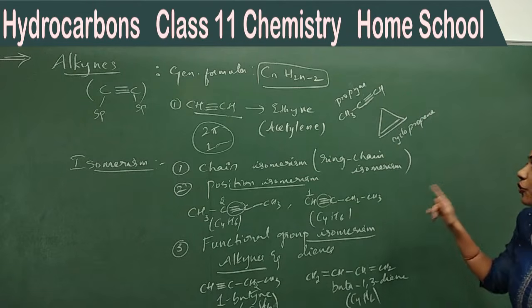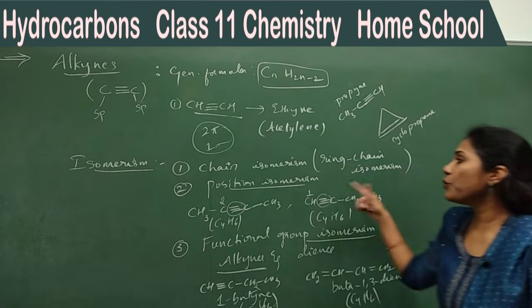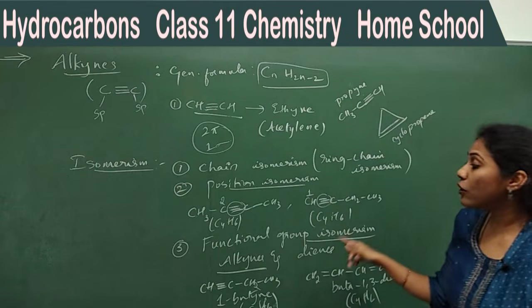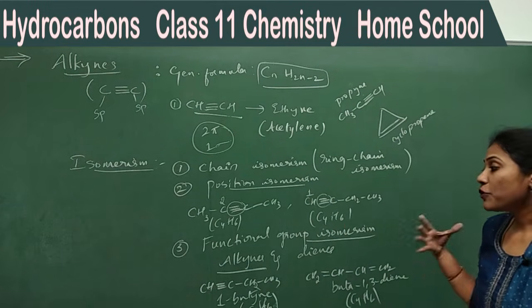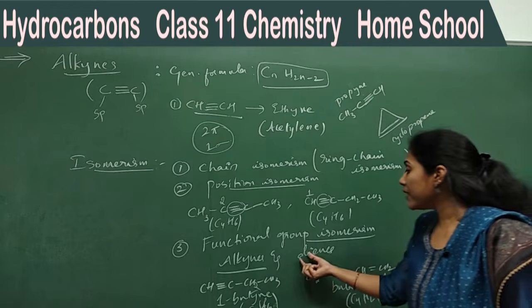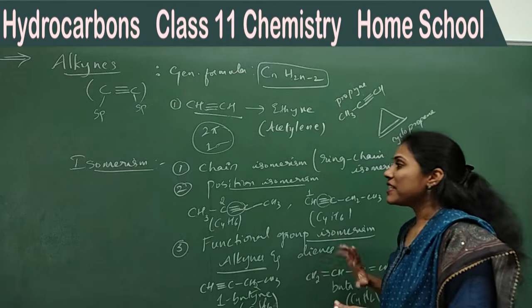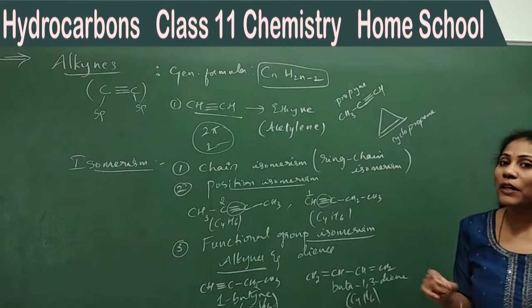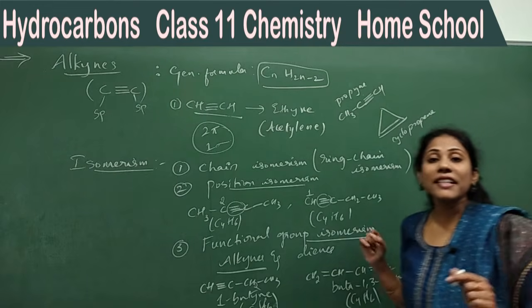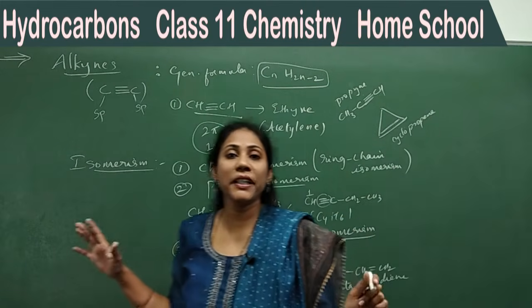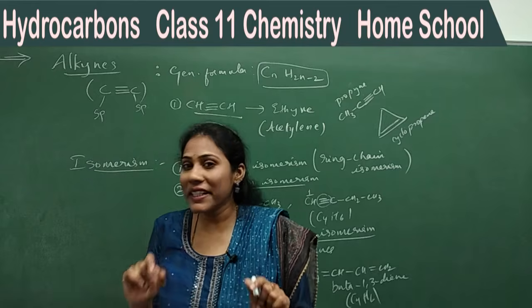So these are called ring chain isomers. So alkynes show ring chain isomerism, they show position isomerism, and they also show functional group isomerism. So they are functional group isomers with dienes. Clear? So this is all about isomerism of alkynes. Now let us understand all the preparatory methods of alkynes in a very detailed way.